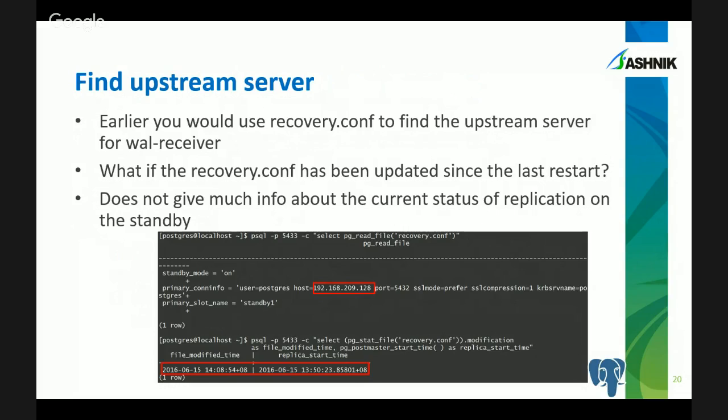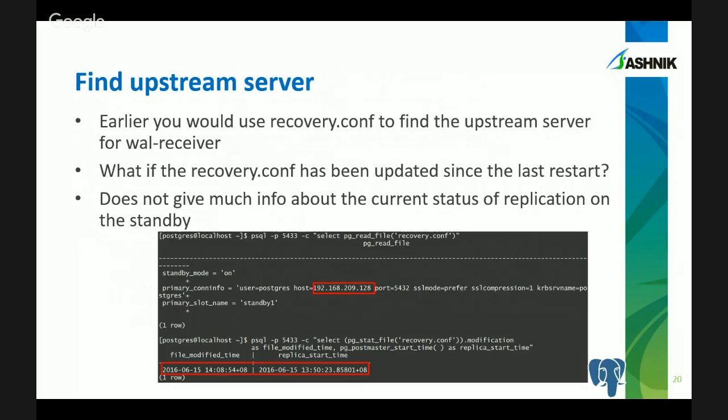This means that this method of finding the upstream server is not effective if your recovery.conf has been modified since the last read. And this is a valid scenario, specifically when people are applying patches and you want to remaster your configuration, and then administrators tend to get confused about which was the primary server, or which is the primary server from where I am pulling the WAL stream right now.